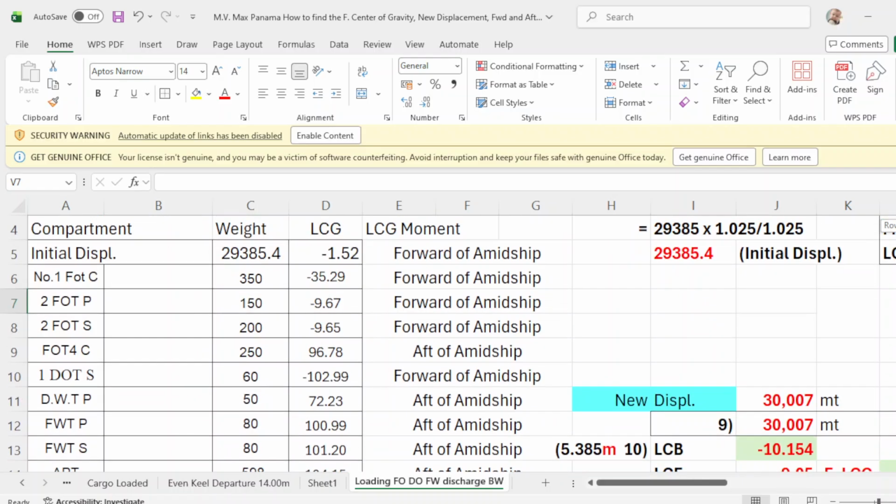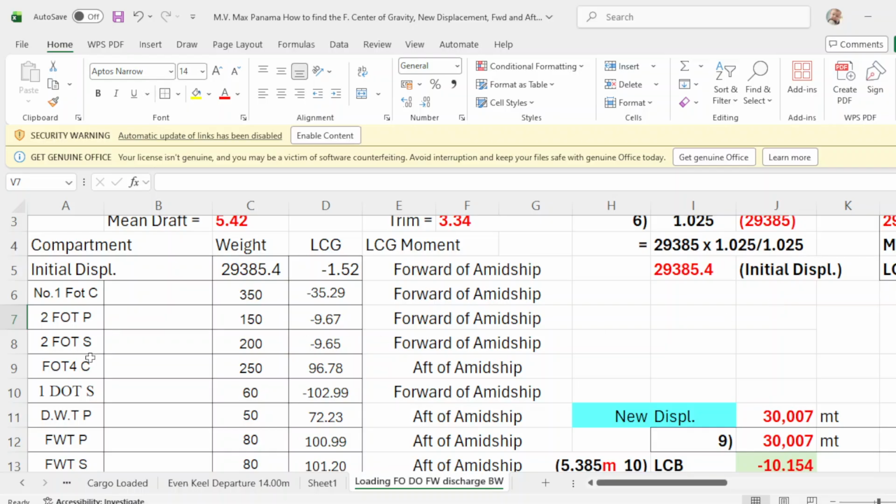So these are the weights. The weights are FOT number 1 center, this is 350 metric tons. FOT 2 port and 2 starboard, this is the weight. And FOT 4 center is 250. 1 DOT starboard, which is the diesel oil, is 60. Drinking water port is 50, and freshwater tank for the starboard is 80.